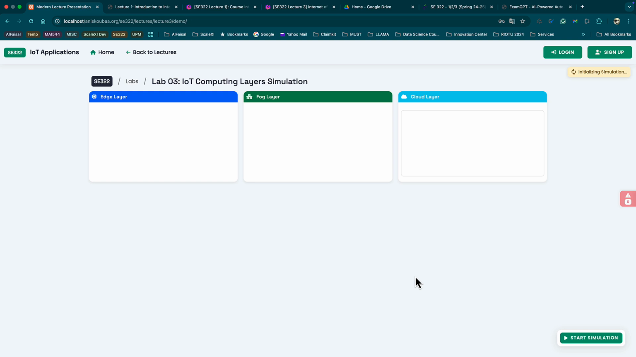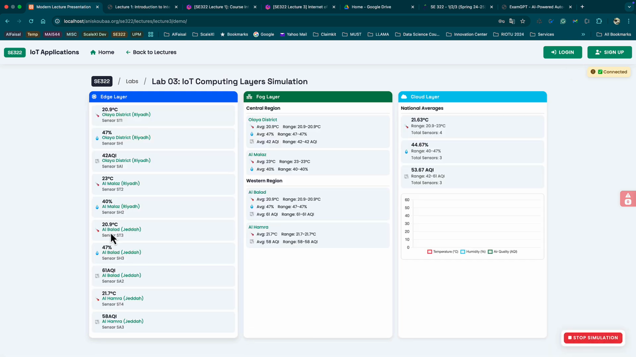What is the option? I will put individual sensors in the neighborhoods, neighborhoods of Riyadh, Jeddah, different cities. So this will be edge. Okay. And what will be the fog? A specific region. Okay. And the cloud? National level, for example. That's an example. Okay. Let's look at the simulation here.